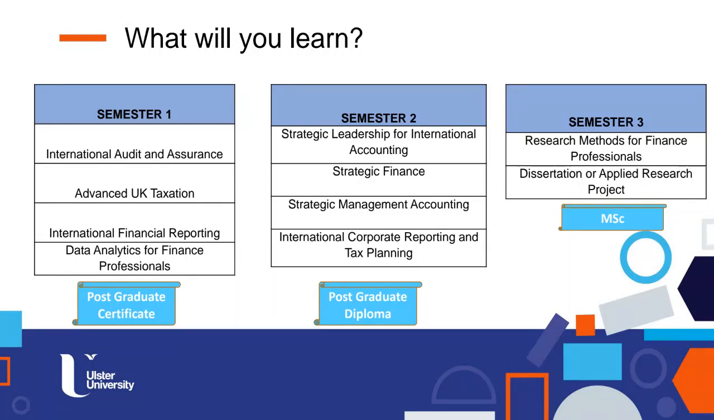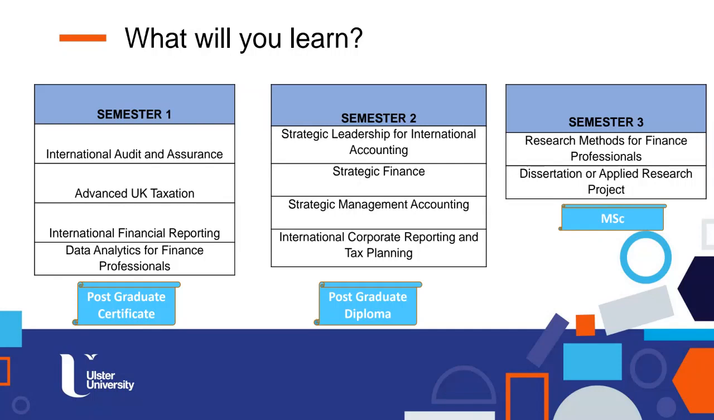If you decide that you're going to keep going, over semester 3, which runs from June 2022 right up to the end of August 2022, you're going to undertake a research methods module, which will help you get ready and give you insight into doing either a dissertation or an applied research project. And that dissertation or the applied research project will be done over the summer months.